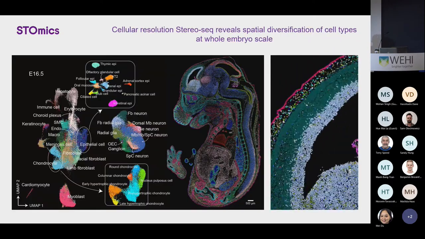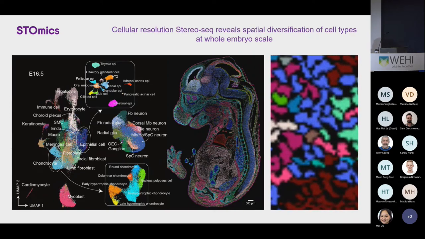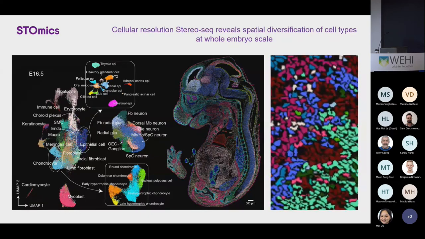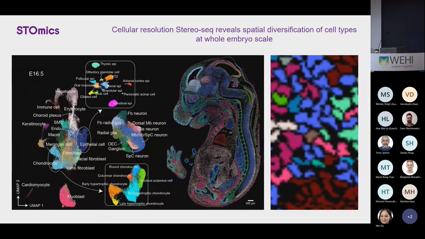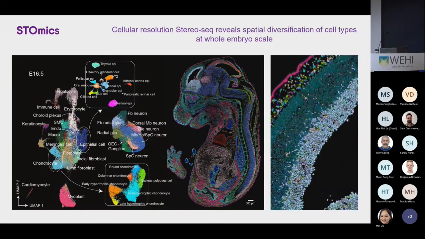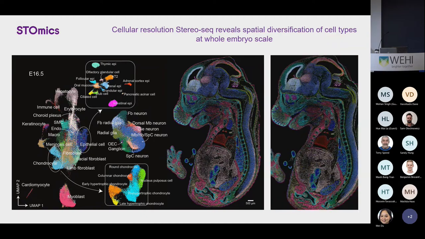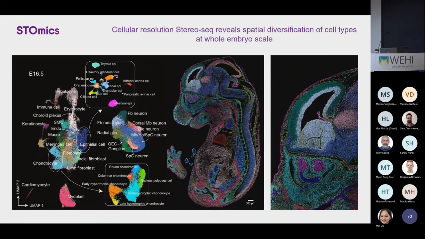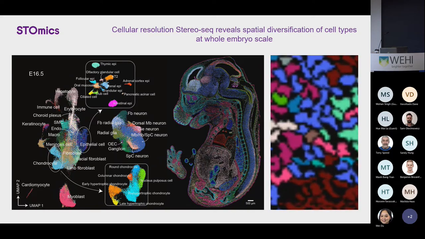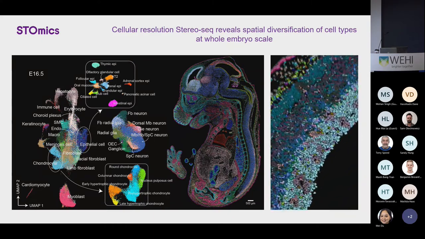Next, we went to the day 16.5 mouse embryo, which is the most fully patterned, most complicated one. We did image-based cell segmentation on this slice to identify almost 300,000 single cells that you can see when you zoom in. These are all the segmented cells. With these cells, we were able to do cell clustering to identify all the major cell types and also where they map to in space.